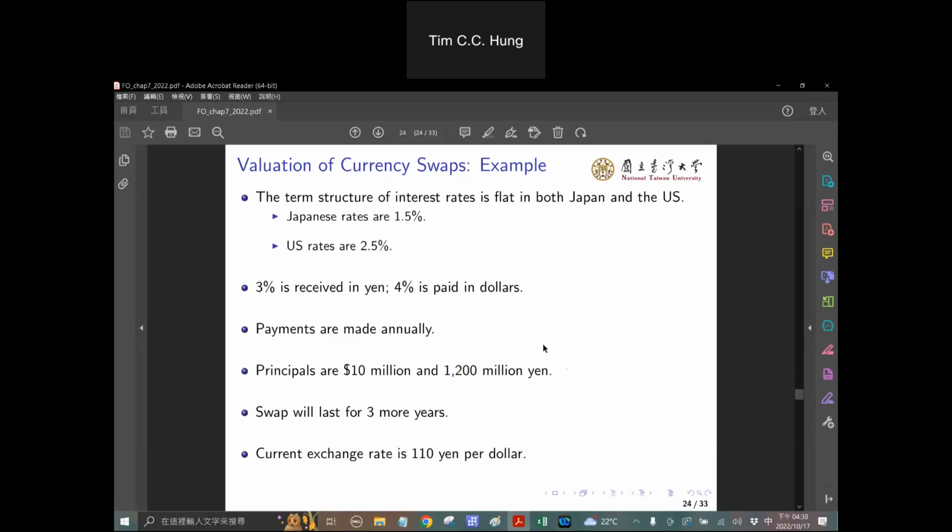So now in this deal, the principals are 10 million US dollars and 12,000 million Japanese yen. Payments are made annually, and 3% is received for yen, 4% is paid in dollars. The swap will last for 3 more years. The current exchange rate is 110 yen per dollar. The current exchange rate is also very important information for valuations, because that's how you can exchange the NPVs for Japanese yen for the NPVs for US dollars. So these are the information that we would like to know.